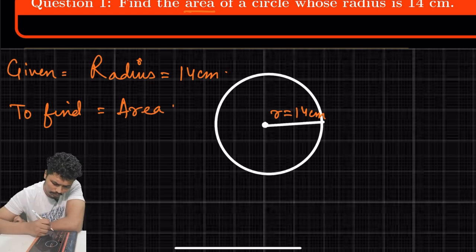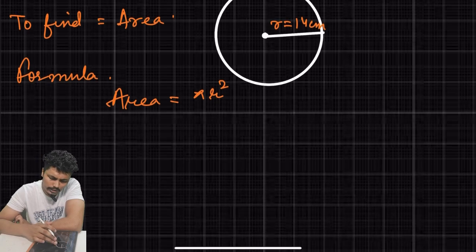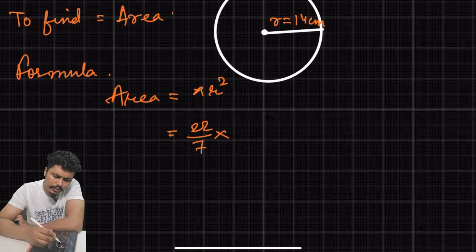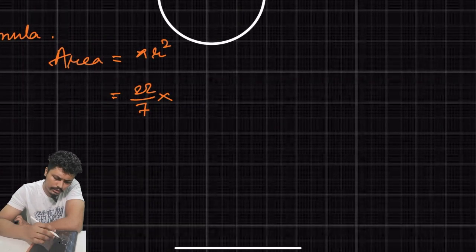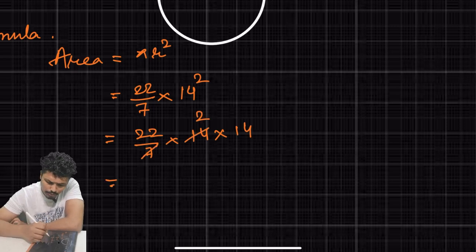Now the formula for area: area equals pi r square. Pi is always 22 by 7. R is given to be 14 centimeters. So instead of r, you write 14 square: 22 by 7 into 14 into 14. 7 1 7, 7 2 14. 22 2 44 into 14.